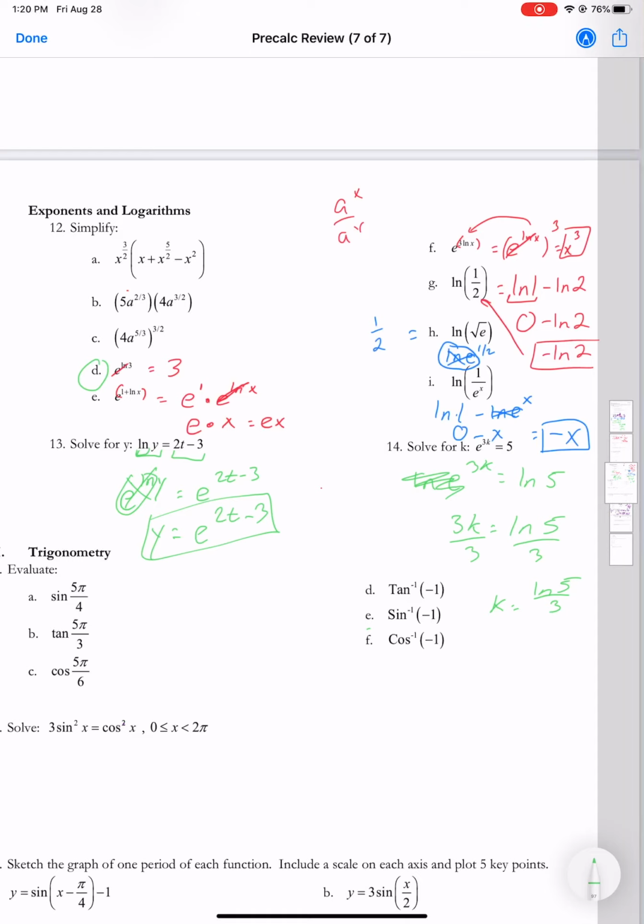So there we go. There's the exponents and logarithms section worked out for you.